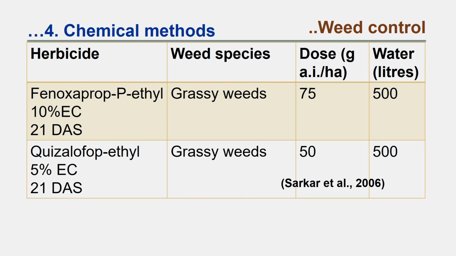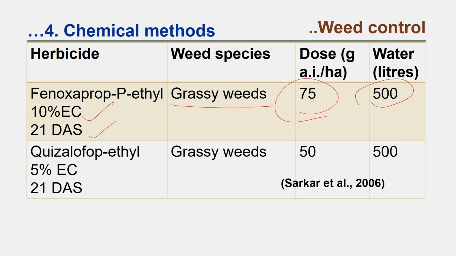Another herbicide is fenoxaprop-P-ethyl. It is 10% and it should be applied 21 days after sowing. So, it is a post-emergence herbicide. It controls grassy weeds and the dose is 75 gram AI per hectare. You can see the dose of application is quite low, just 75 gram AI per hectare, and it should be mixed in 500 liters of water and sprayed.